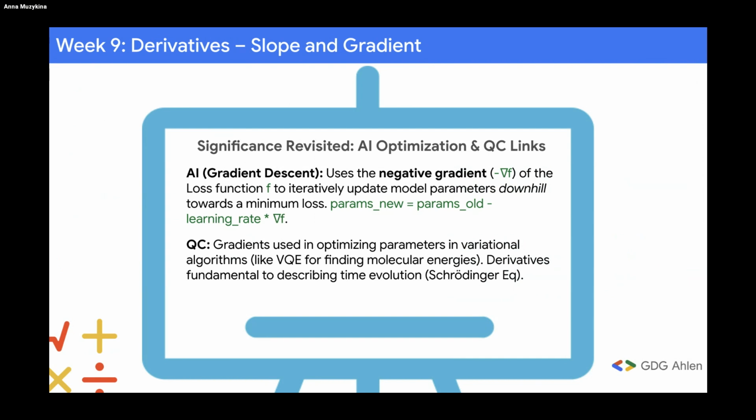For quantum computing, optimization also plays a role. For instance, variational quantum eigensolvers are algorithms used to find the ground state energy, the minimum energy of molecules, often involving classical optimization loops that use gradients to tune parameters in a quantum circuit. So, understanding derivatives and gradients is essential for understanding optimization in AI and the dynamics described in quantum computing.